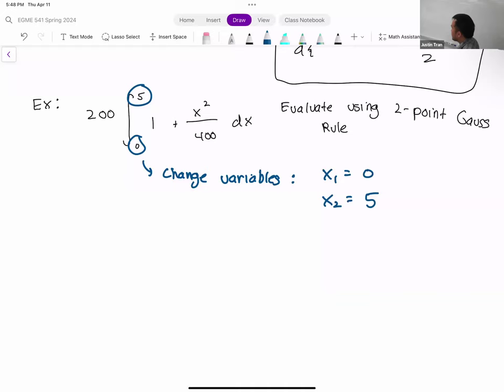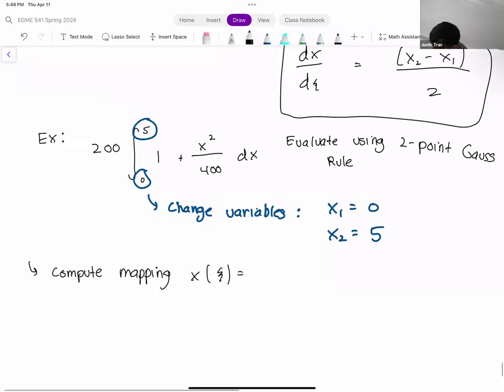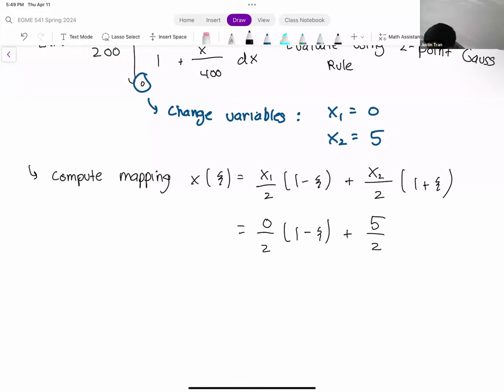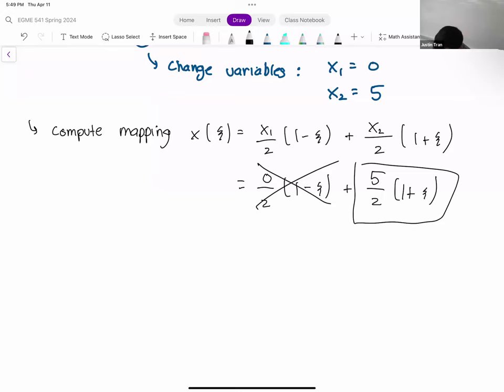So first thing we're doing, let's compute the map. x of xi, we know is equal to x1 over 2 times 1 minus xi plus x2 over 2, 1 plus xi. We plug in for x1, x2. Luckily, x1 is 0 here, so we have 0 over 2 times 1 minus xi plus 5 over 2, 1 plus xi. The first term just cancels out because it's a 0, and the second term, we just have 5 halves times 1 plus xi. That's our x of xi.